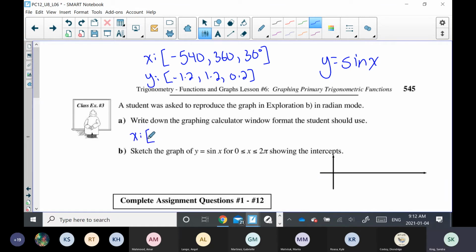So for x, if we're going into radian mode, negative 540, a lot of you might not be able to say, okay, well, how many pi's is that? So if we were just to quickly figure that out, negative 540 degrees, let's do our unit analysis. There's pi radians in 180 degrees.